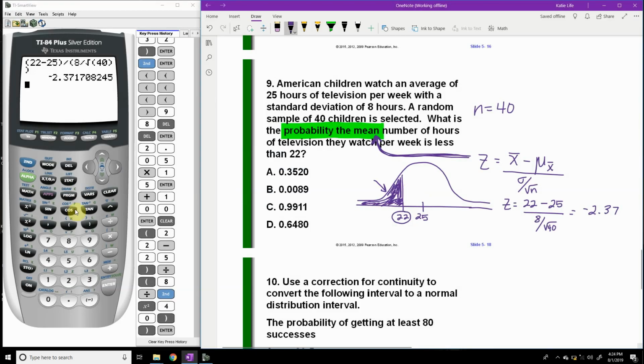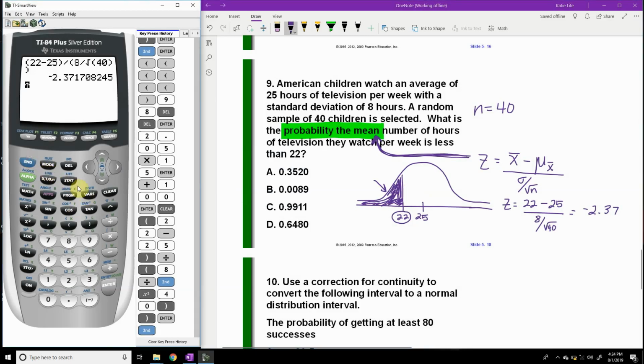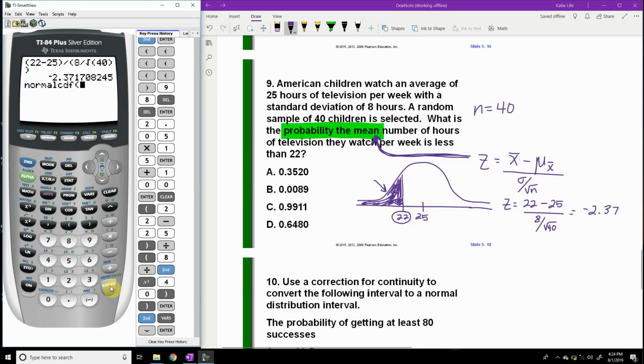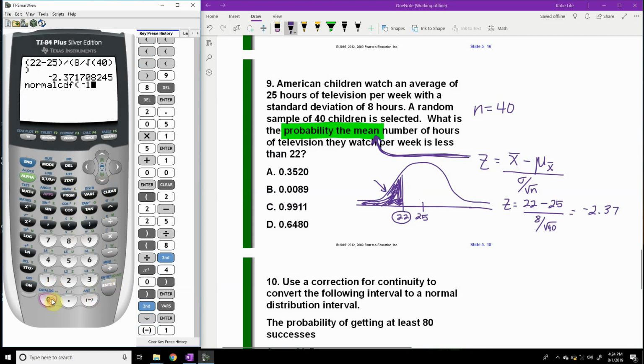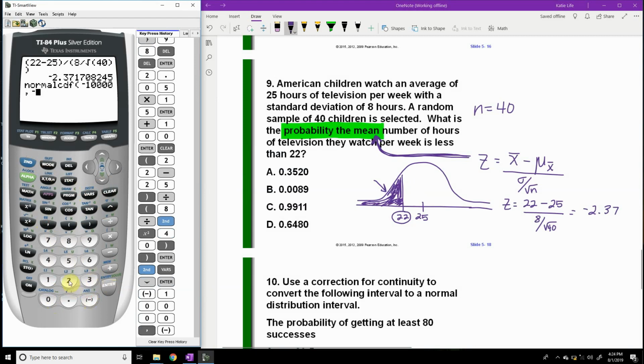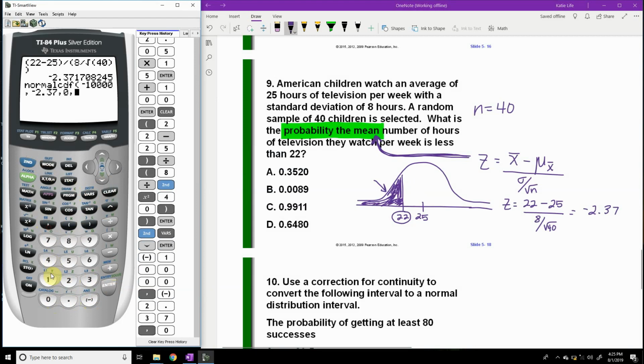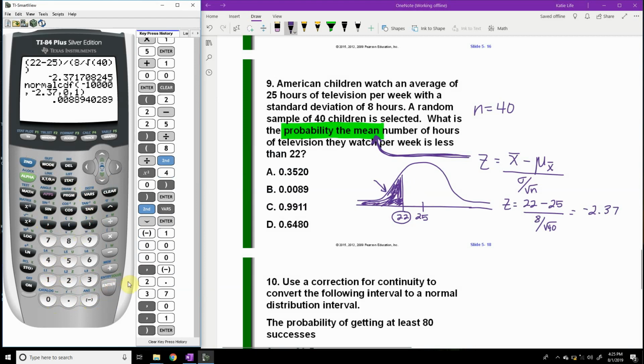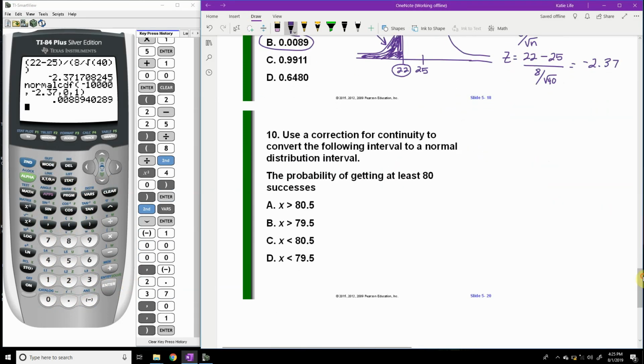So we're going to do second distribution, the normal CDF, negative 10,000, all the way up to negative 2.37. Everything's been standardized, so we use 0 and 1 for our normal distribution, and that's going to leave us with B, 0.0089. Okay, last question, number 10.